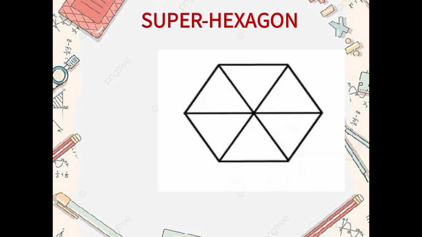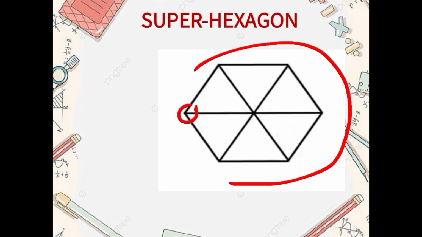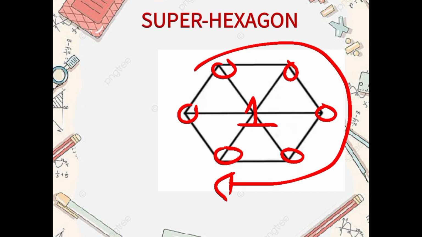We now have the superhexagon, and we start writing from this vertex, go around the hexagon, and end at this one. It's simple, we just draw a hexagon, join its opposite vertices, and write one in the center. Now, let's see how we write the six functions at the six vertices.